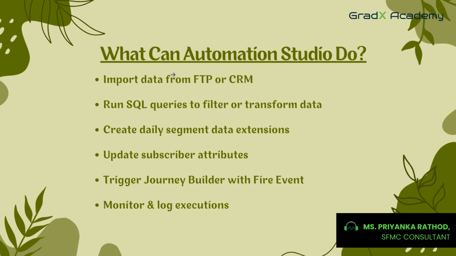So what does Automation Studio do? It has multiple capabilities. It can extract data, transform data, and load data. If we want to filter our data, then we can also use Automation Studio. If we want our data to be fetched from one or more data extensions so that I can send email or communicate with my subscribers that way, then we can also use Automation Studio.